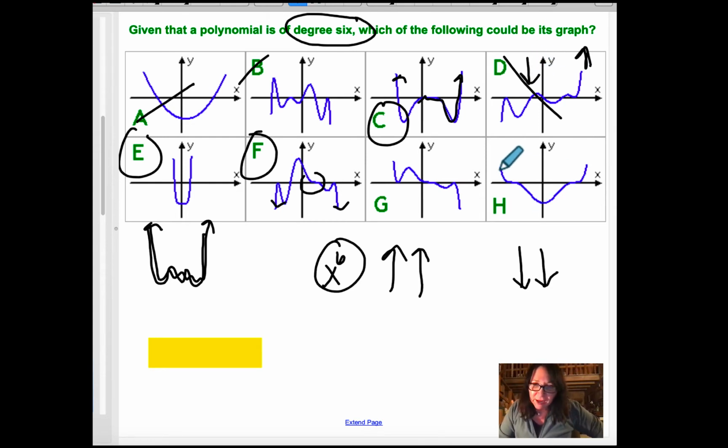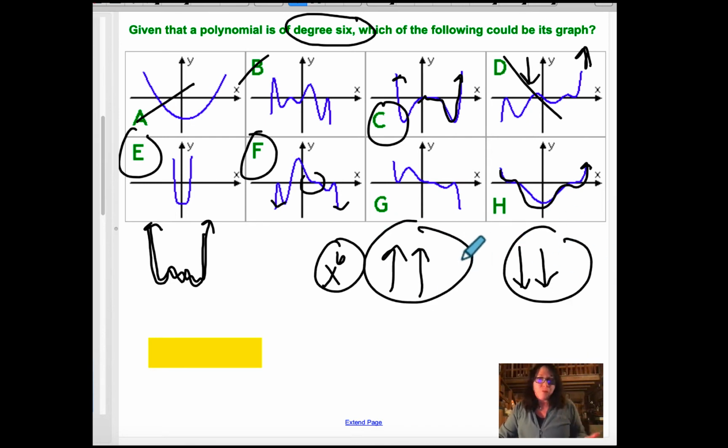And then this one, let's see, here we got 1 turn, 2 turns, 3 turns, 4, 5, maybe there. Okay, so you've got multiple turns here. You guys got to look at that and say, well, which ones could it be? Anything with this or this that doesn't have more than 5 turns.